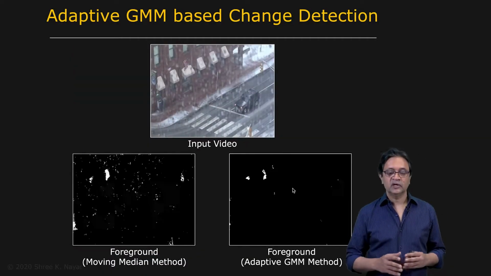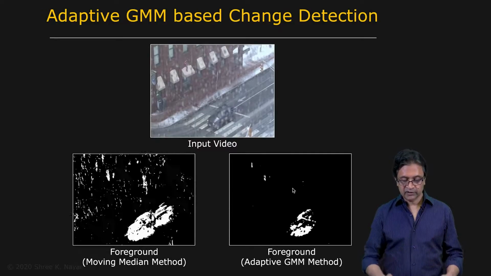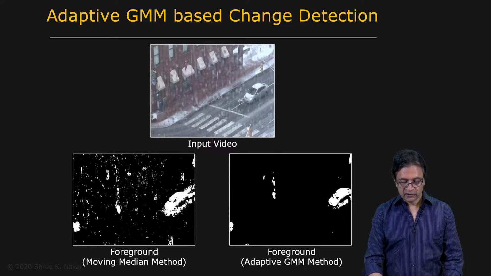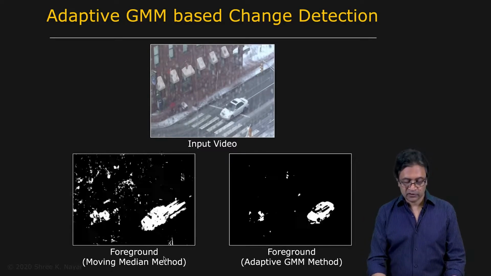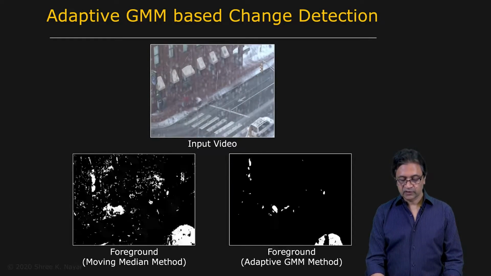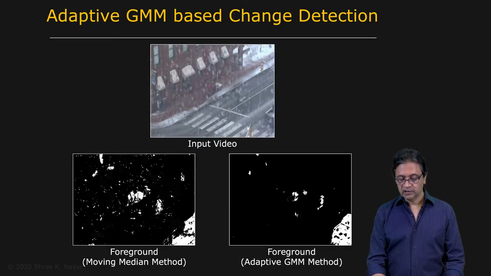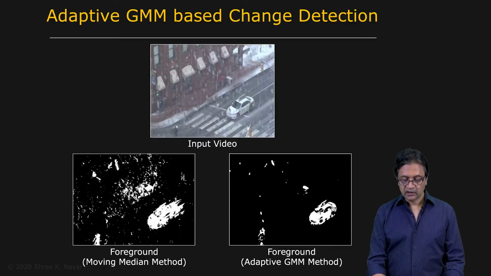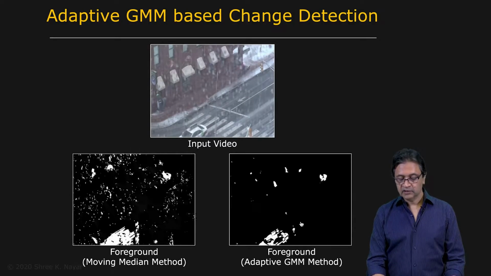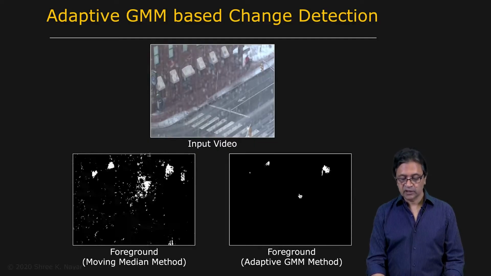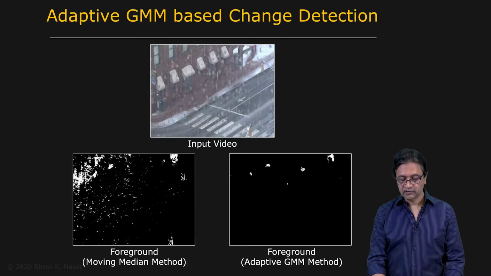Okay, now let's take a look at a more challenging example, which we looked at earlier, which is our bad weather scene. This is the result that you get using the moving median method, which is the best of the simpler methods that we talked about. Not a very useful result. But here you see that you do pretty well with the adaptive GMM method. You see that the moving cars actually pop out pretty well, and the result is fairly insensitive to the rain and the snow and even the droplets on the window itself that are moving around.